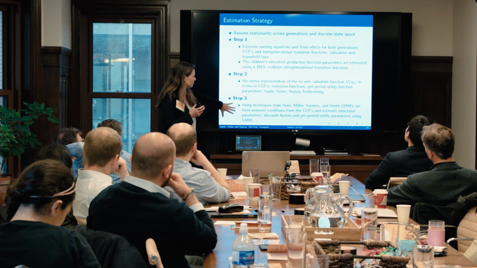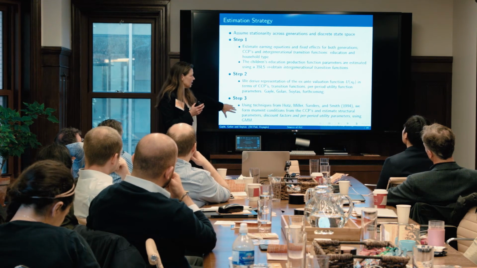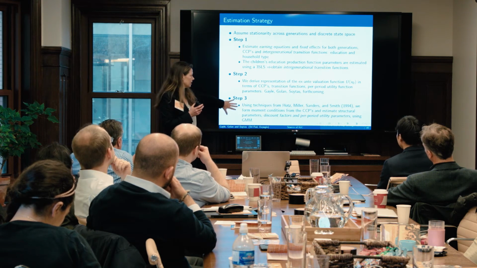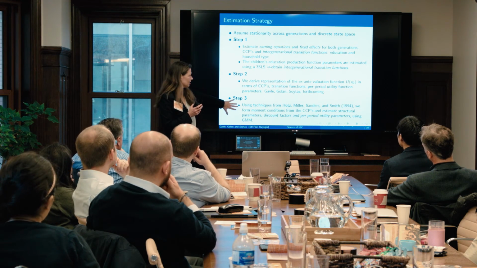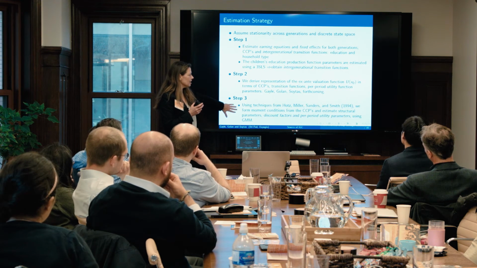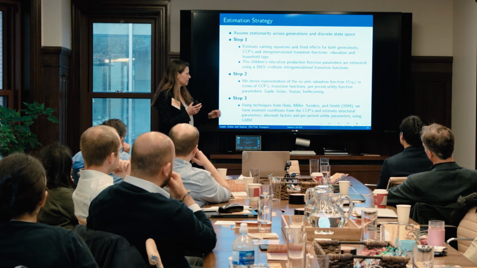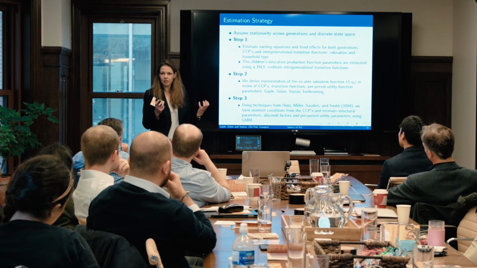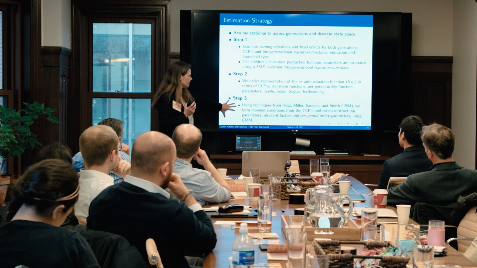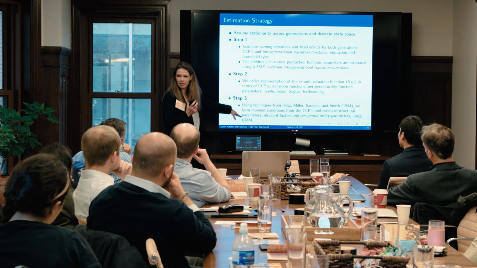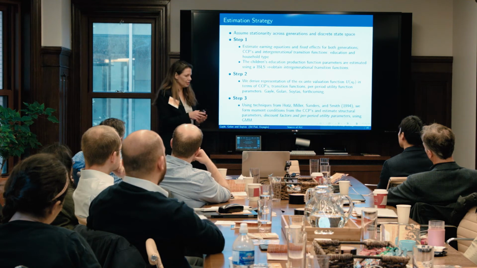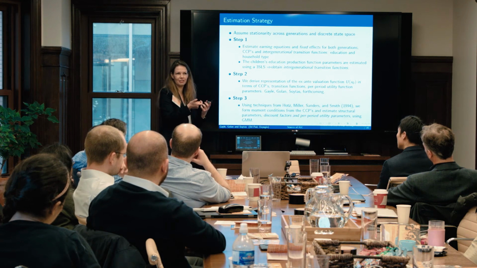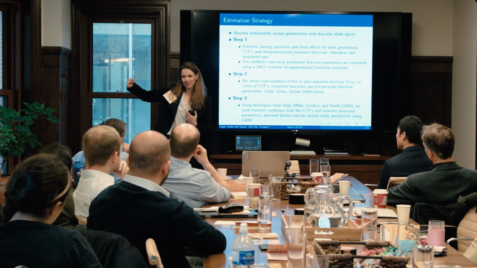If it was a standard problem, once you estimate the first step, you use standard techniques for estimating discrete choice models. We are using specifically Hotz, Miller, Sanders, and Smith, so it's a partial solution. Basically, you're going to get moment conditions for the choices. And in this step, you're estimating the utility function parameters.